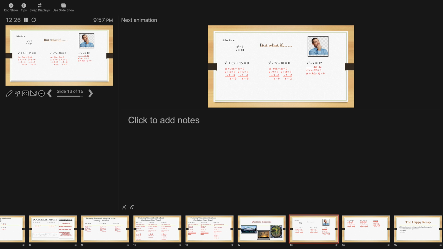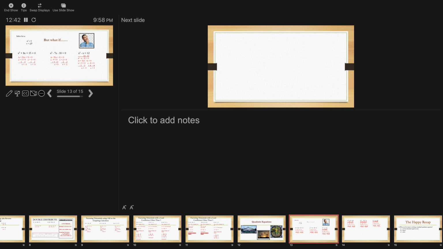Okay, so I factor it. X plus 3 times x minus 4. Maybe it's the guy on the left equals 0. Maybe it's the guy on the right equals 0. On the left, we subtract 3 from both sides. On the right, we add 4. And that gives me x equals -3 and x equals 4.